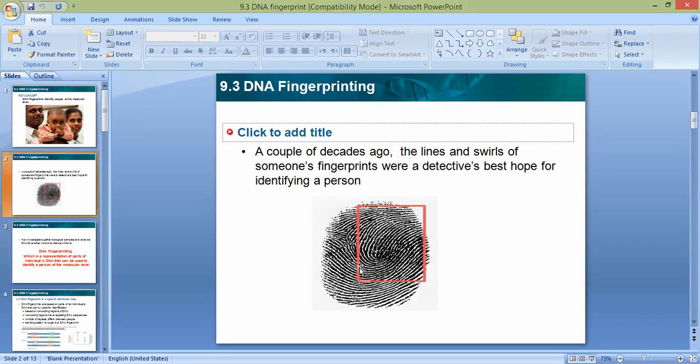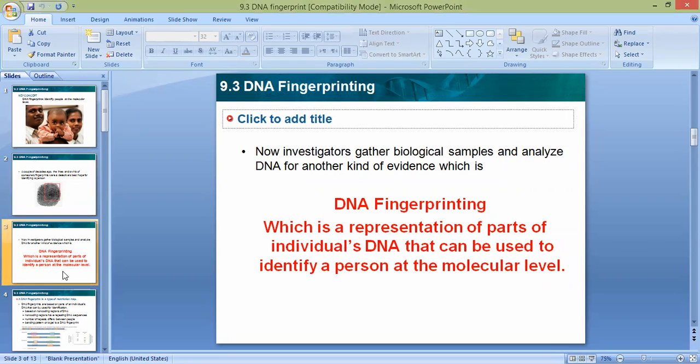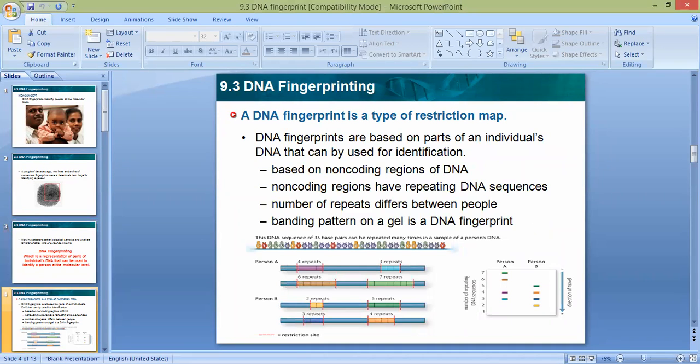Fingerprinting, or these lines, were used to identify persons, but this happened before a couple of decades ago. Now, to give more evidence, they make fingerprinting for the DNA itself, also to identify people at molecular level, at a level of molecule, very small level. What is the molecule here? The DNA. DNA is a molecule, a polymer, which is made of monomers, nucleotides.